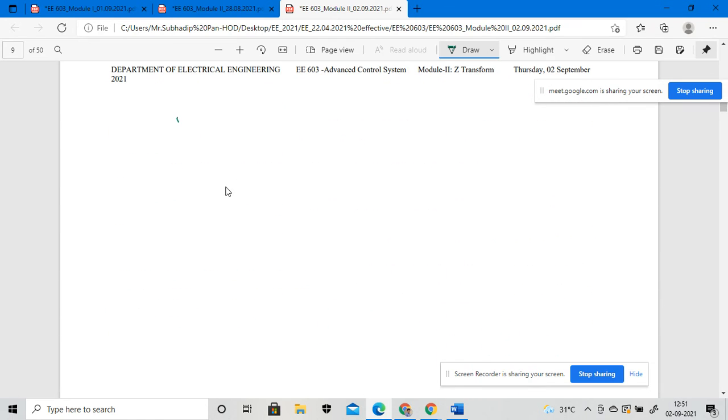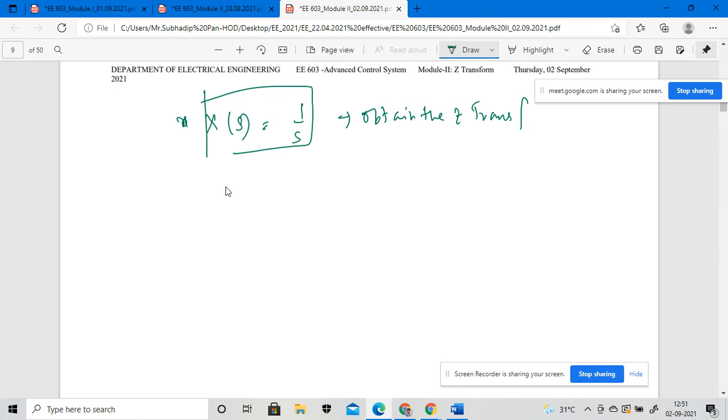Okay, so suppose capital X of s is equal to 1 by s, and someone tells you to obtain the z transform. First, what we have to do, I already told you in the previous example, I showed you this example, s of s plus 1. Now, what is this? This is 1 by s. So if I take the partial fraction of these things, then it will be divided like this.